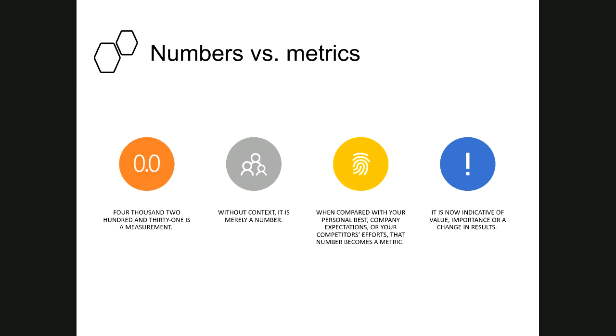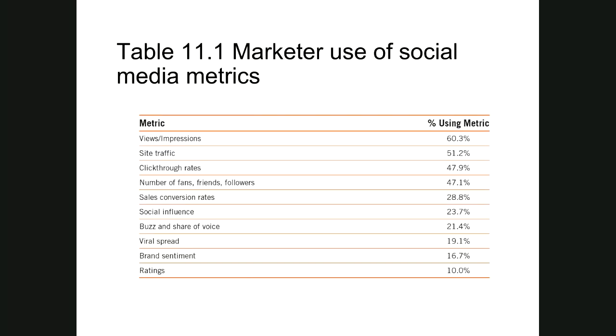So numbers versus metrics. That's just an example. We're going to be talking about social media metrics. So what kind of metrics do social media marketers use or measure? Well, you can see this is a chart from the text. In the number 1 position, views or impressions. That's pretty easy to measure, right?